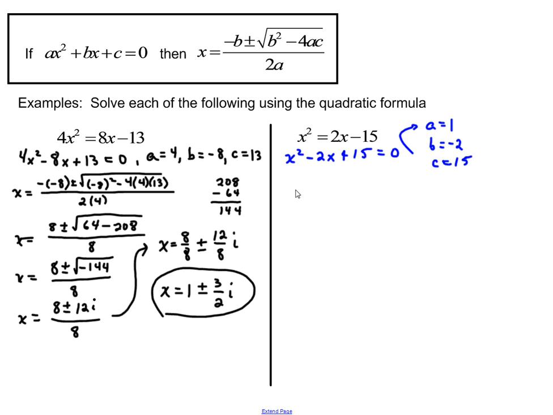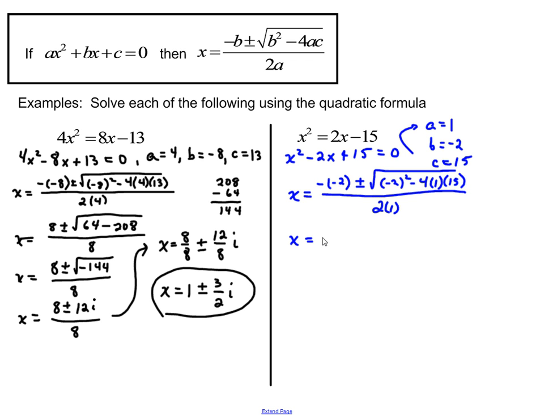We're going to have x equal to negative of negative 2 plus or minus the square root of b squared, so that's negative 2 squared, minus 4 times a, which is 1, times c, which is 15, all divided by 2 times a. So that's 2 times 1. All right, let's simplify down what we have here.